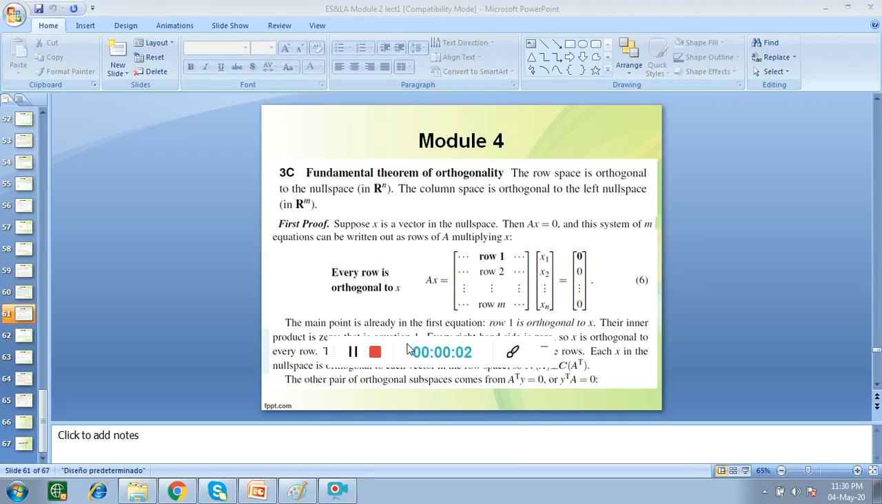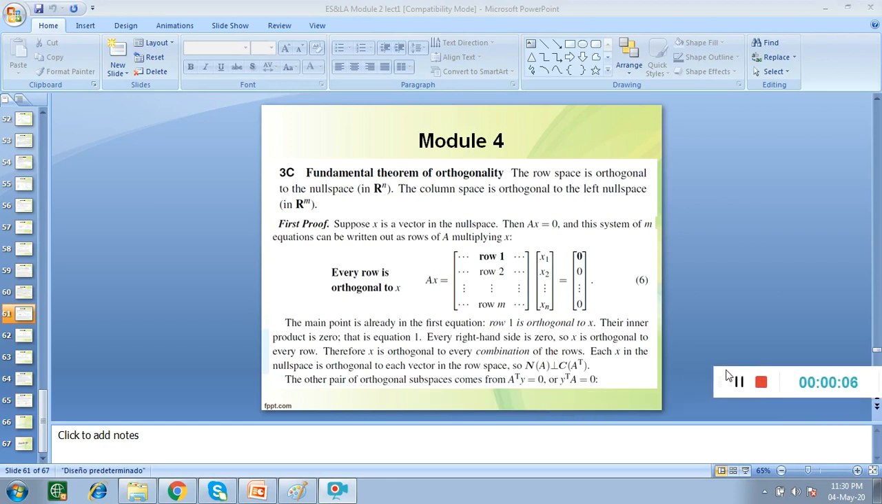Fundamental theorem of orthogonality. The fundamental theorem of orthogonality states that the row space is orthogonal to the null space in Rn, and even the column space is orthogonal to the left null space in Rn.